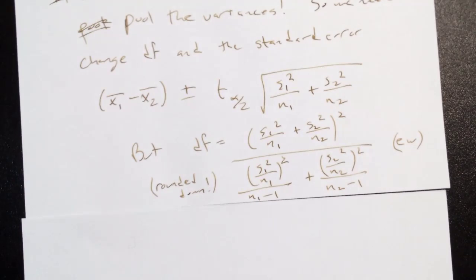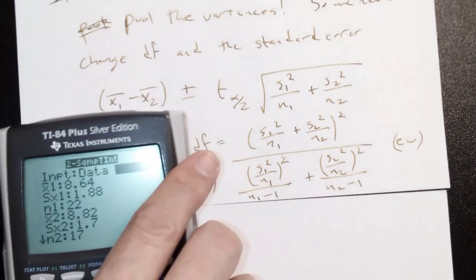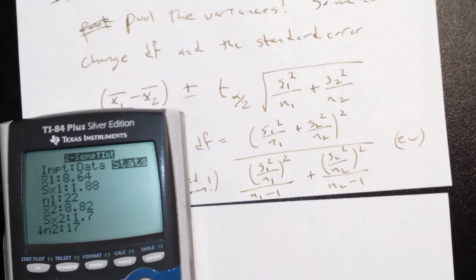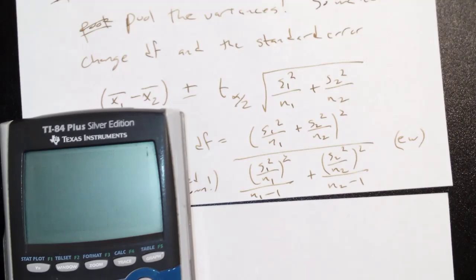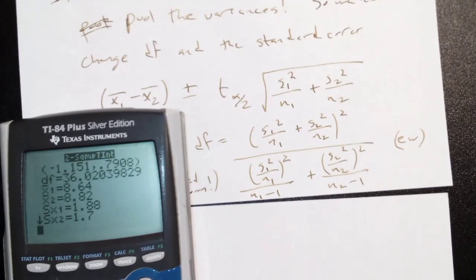because in this same setup, all I have to do to change this is to go through here, go all the way down, and change the pooled from yes to no. That's the only difference I need to do. And when I do this, I get a different interval. It's not a lot different.